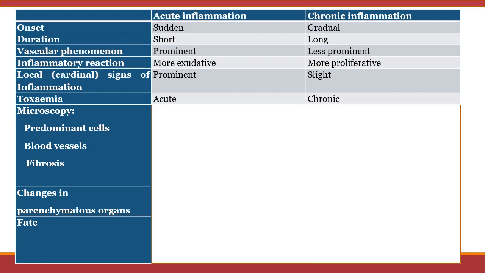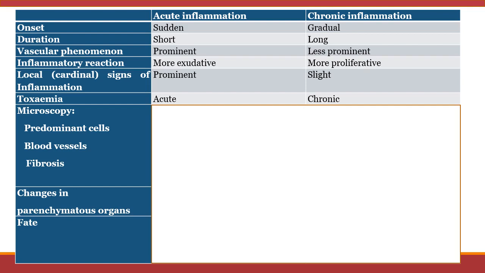What about the blood vessels, the appearance in the acute inflammation? In acute inflammation, the blood vessels are dilated and thin-walled. While in chronic inflammations, they have what we call endarteritis obliterans, which means thick wall and narrow lumen. They are not dilated at all. Why do we have this thick wall? Because of fibrosis in the intima of the vessel.